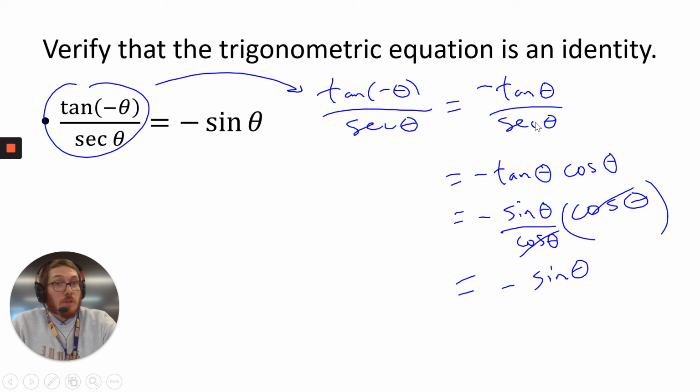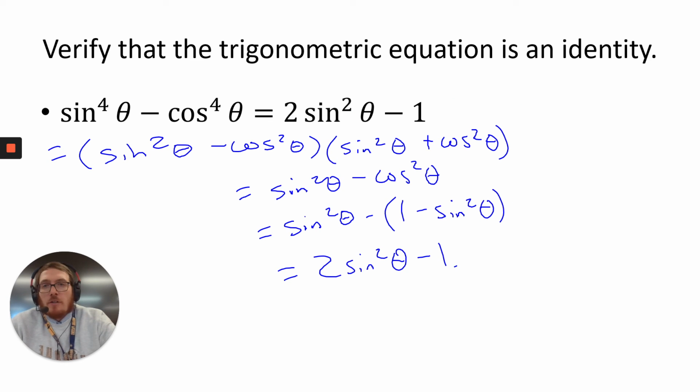Negative tangent theta over secant becomes times cosine because secant's reciprocal would be cosine on the top. And then make tangent sine over cosine. The cosines cancel, and you're left with negative sine. Notice here, though, that the rules still apply. If I'm stuck, I'm going to change things to sines and cosines. I'm going to use the quotient identity for tangent and then just simplify everything. The key to this question would be that odd-even function idea with tangent of negative theta becoming negative tangent theta.